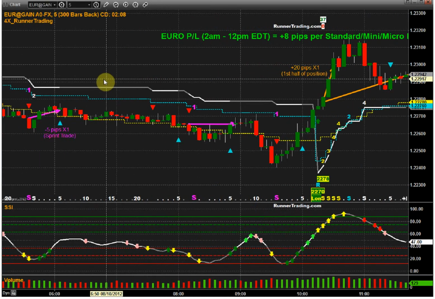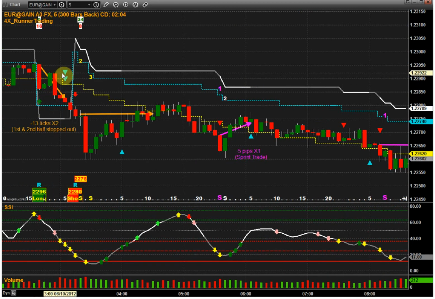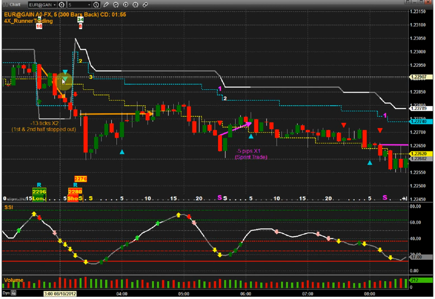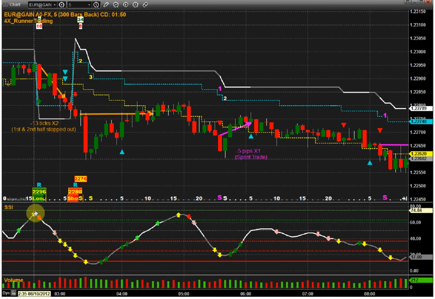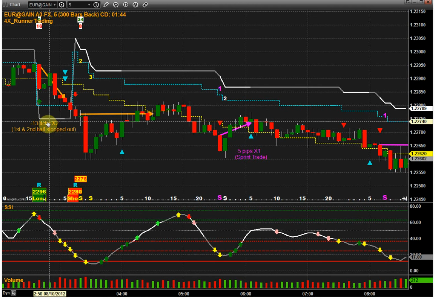The Euro had a long here, double triangles, look down at the SSI. If you don't have arrows facing up or no arrows at all, again, let me make this simple. 2 triangles means look down at the SSI, leave the trade if you have any arrows going against you. Here you had 1 arrow going against you, leave the trade. So you leave it right here, lost 13 ticks on the entire contract position size, first and second half of the position stopped out. So that's negative 13 times 2.